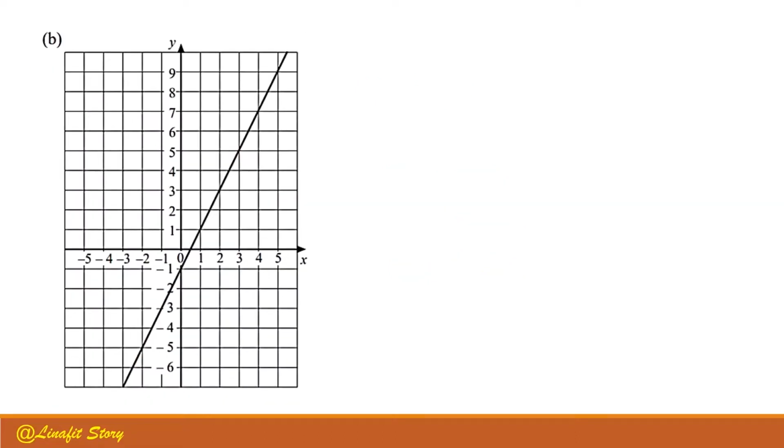Question B. The line slopes upwards, so the gradient is positive. For example, we choose this coordinate. How far up is 1, 2, 3, 4, positive 4, divided by how far along? 1, 2. 4 divided by 2 is 2.